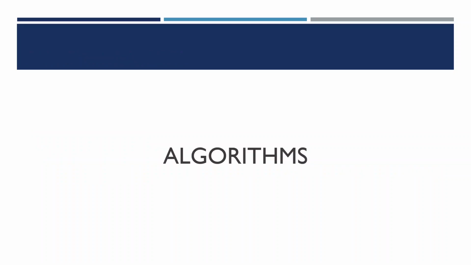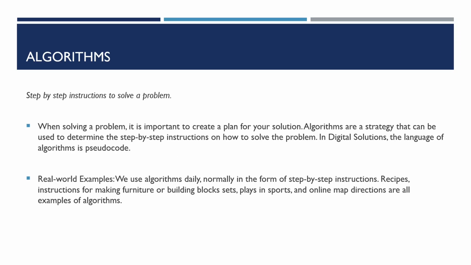And for the fourth part of computational thinking, we're going to talk about algorithms. So algorithms, they're step-by-step instructions that are used to solve a problem. Now, when we solve a problem, it's important to create a plan for our solution. And algorithms, or creating them, is a strategy that we can use to determine the step-by-step instructions that we're going to use to solve a problem.